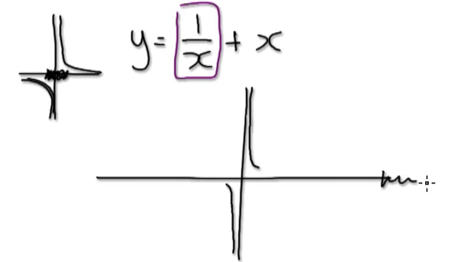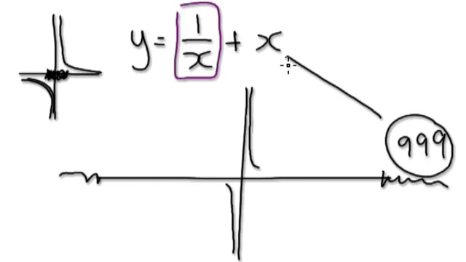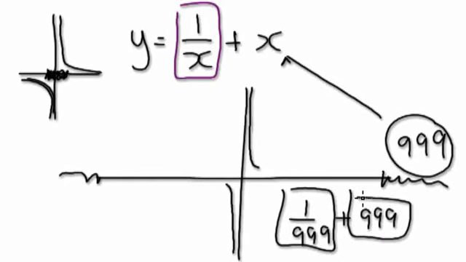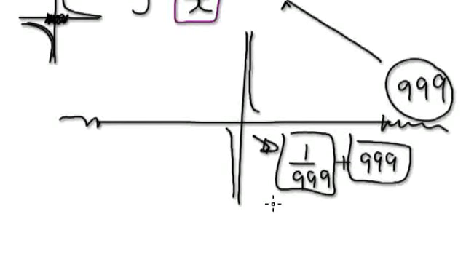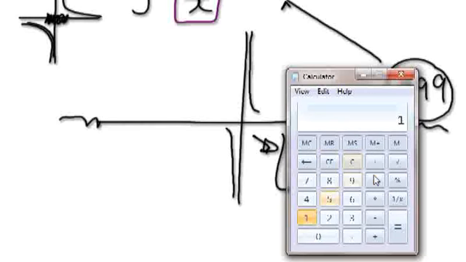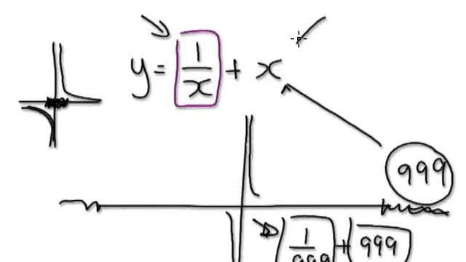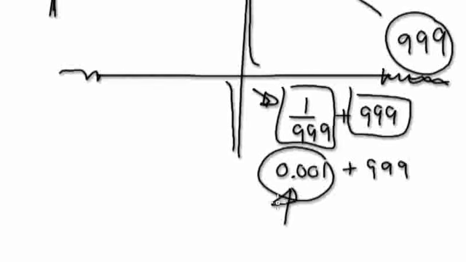Let's choose x to be somewhere over here and over here. Let's choose x to be 999. So now if you put 999 into here, it will be 1 over 999 plus 999. Now this term here will be really small, and this term here will be really big. 1 divided by 999 equals 0.001, plus 999. You see, when x is big, this term here is useless in comparison to this. 0.001 is so small in comparison to 999.